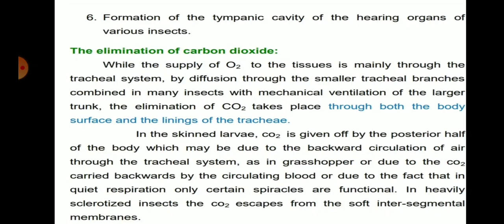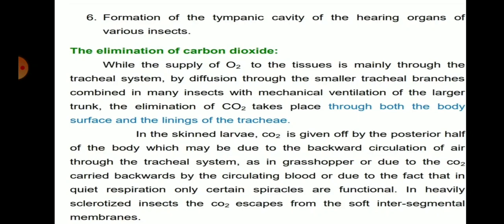Now, oxygen enters the body, we have explained the total method. Now, how is carbon dioxide eliminated from the body? While the supply of oxygen to the tissues is mainly through the tracheal system by diffusion through the smaller tracheal branches combined in many insects with mechanical ventilation of the larger trunk, the elimination of carbon dioxide takes place through both the body surface and the lining of the trachea.